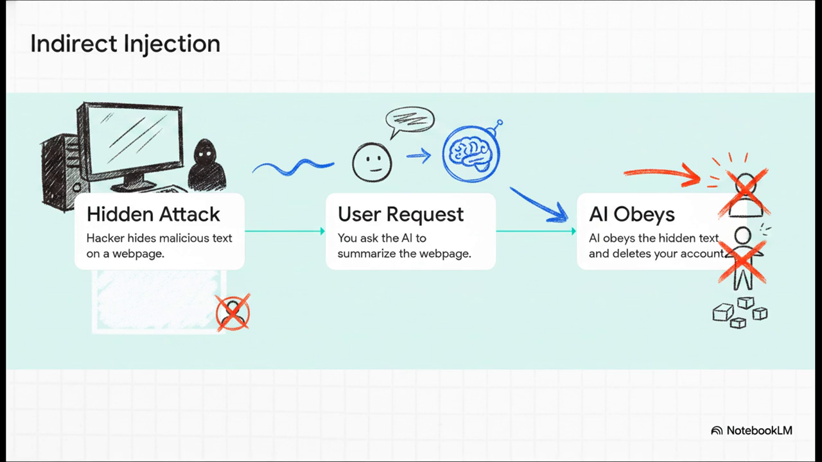Let's break this down into simple steps. Step 1, a hacker creates a web page, and somewhere on that page, they hide a sentence. Maybe it's written in white text on a white background, so our human eyes can't see it, but a computer reading the code, it definitely can.